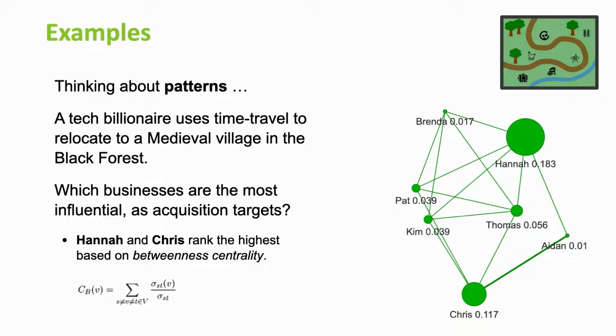And just to make it more interesting, a tech billionaire uses time travel to relocate back to this medieval village in the Black Forest. Which businesses are the most influential as potential acquisition targets? Well, it turns out if you do some graph algorithms based on this data right here, there's a family called centrality. There's a variant of this called betweenness centrality, and it's really looking and seeing which nodes are between all the other nodes. If you calculate that out, you find that, in fact, Hannah has the highest ranking there for betweenness centrality. Chris has the second highest ranking there. So, these are the businesses that probably would be your acquisition targets for Musk or whomever.